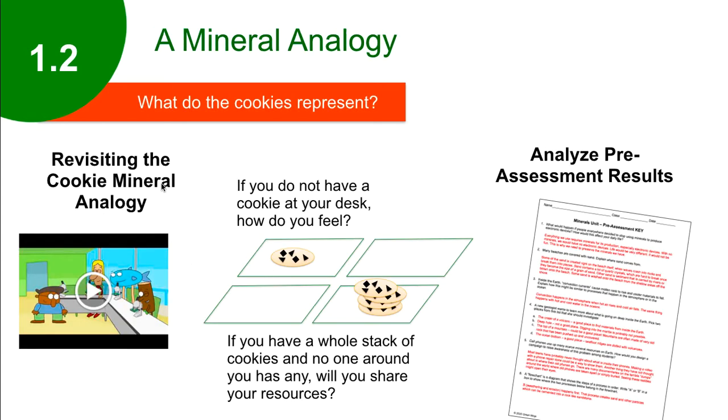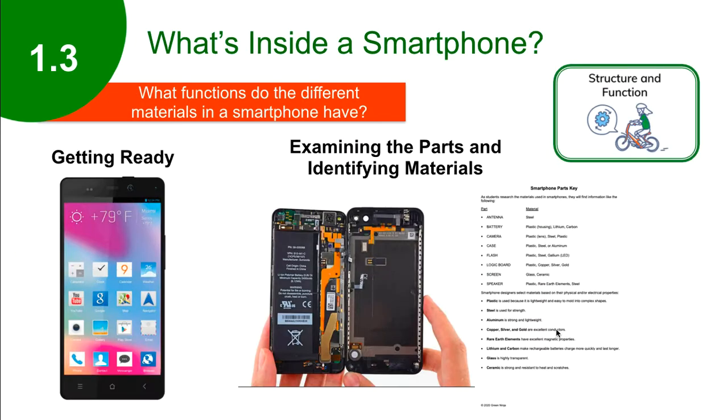In 1.2, students extend the cookie analogy from the previous lesson with a plate of cookies distributed unevenly around the room. After watching a Green Ninja video related to the topic, students then discuss how the distribution affects them. We also address a few misconceptions revealed in the pre-assessment.